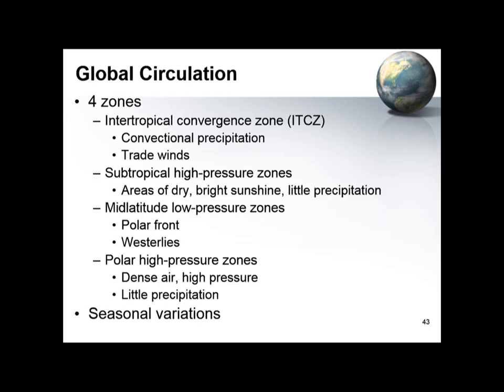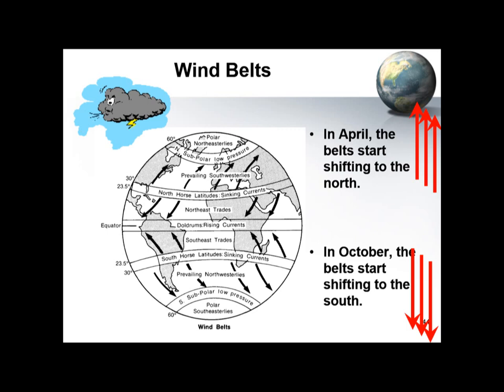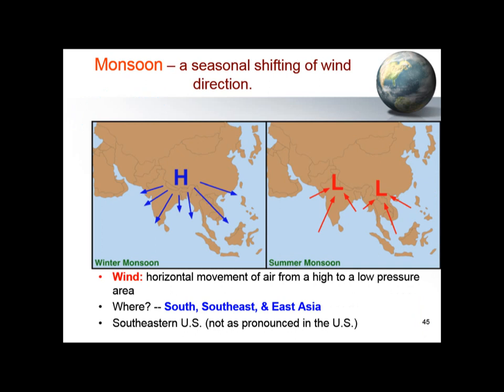Global circulation, 4 zones: intertropical convergence zone, convectional precipitation, trade winds; subtropical high pressure zones, areas of dry, bright sunshine, little precipitation; mid-latitude low pressure zones, polar front; polar high pressure zones, and seasonal variations. And you can see in this photo wind belts. About monsoon, a seasonal shifting of wind direction.